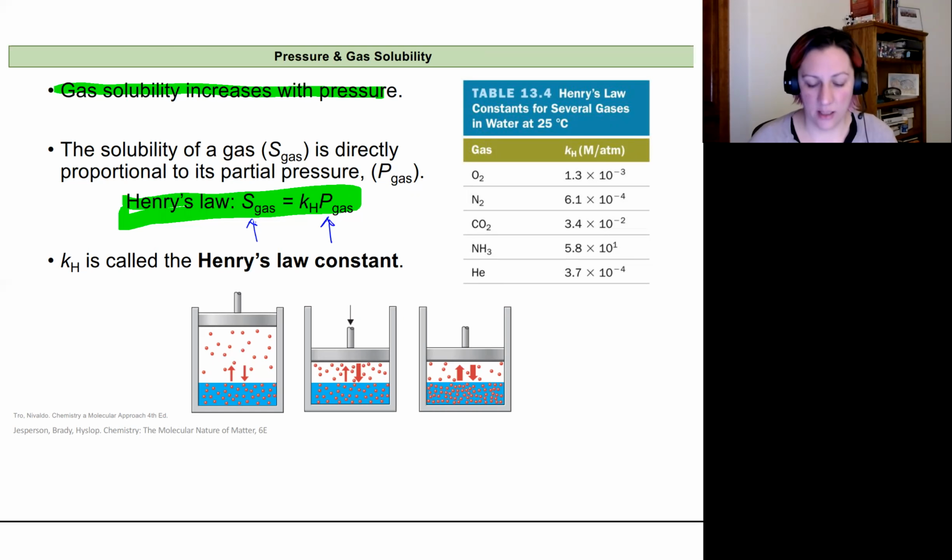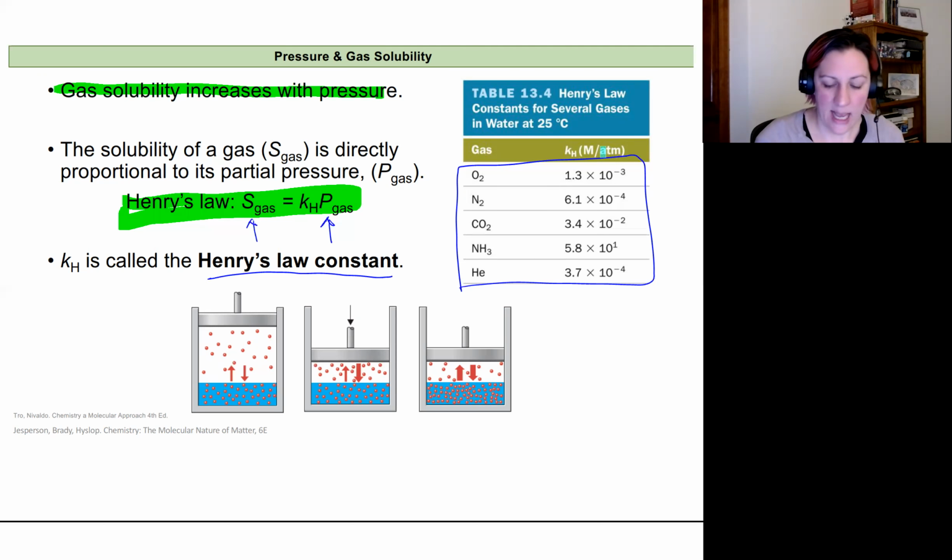KH is that constant right here, and it's called Henry's law constant. It's something that'll be unique for each different gas that you look at. And here's a few of them right here. Henry's law constant has units of molarity per atmosphere. So we're looking at the concentration per unit of pressure. When multiplied by a partial pressure for the gas, that's going to give us solubility in terms of molarity.